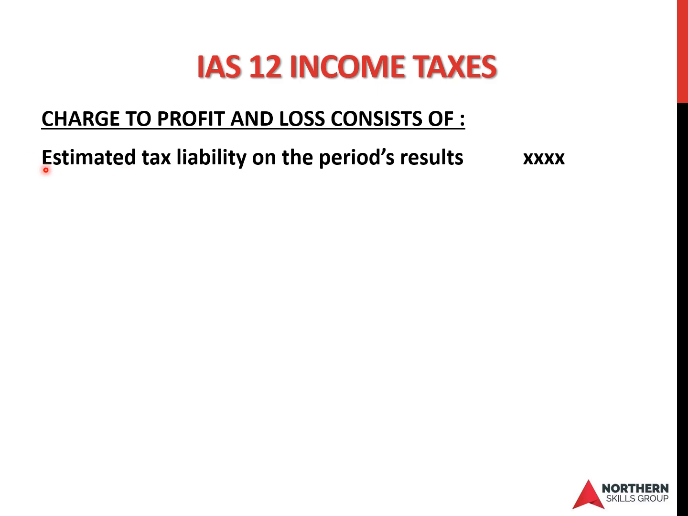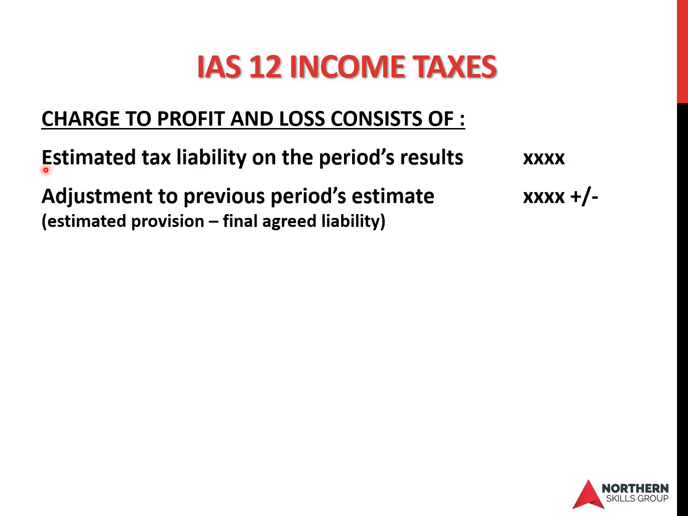Once that liability has been agreed, then there's probably going to need to be an adjustment, and that's the second thing that will appear in the profit and loss account, an adjustment to the previous year's estimated tax liability. So if the estimate was more than the final agreed liability, then there will be a deduction to the charge, a reduction in the charge to this year's profit and loss account.